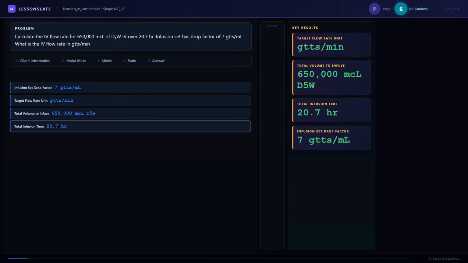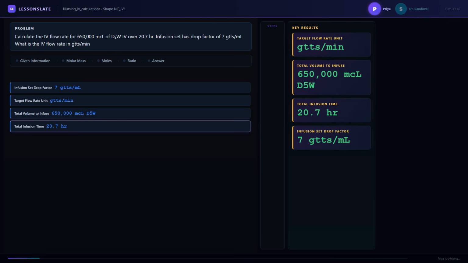To begin, let's break down what information we've been given and what we need to find. The problem states you have 650,000 microliters of D₅W to infuse over 20.7 hours. And your infusion set has a drop factor of 7 drops per milliliter. Your goal is to find the IV flow rate in drops per minute. So what do you think would be the very first unit conversion we should tackle to get started?